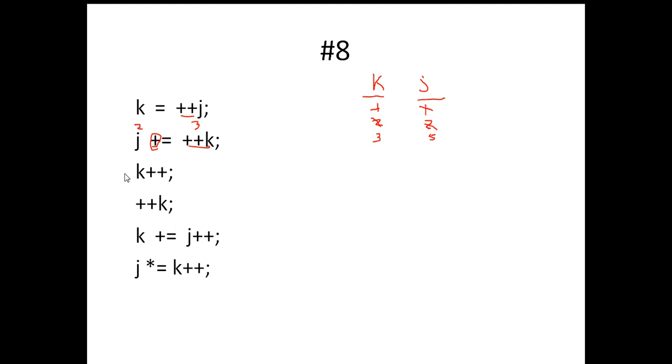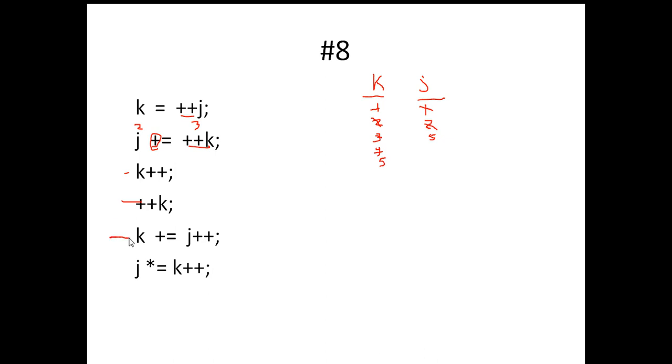The next line down, K is just incremented. And then the next line down is going to increment K again. These are exactly the same because there are no other operators in the problems.